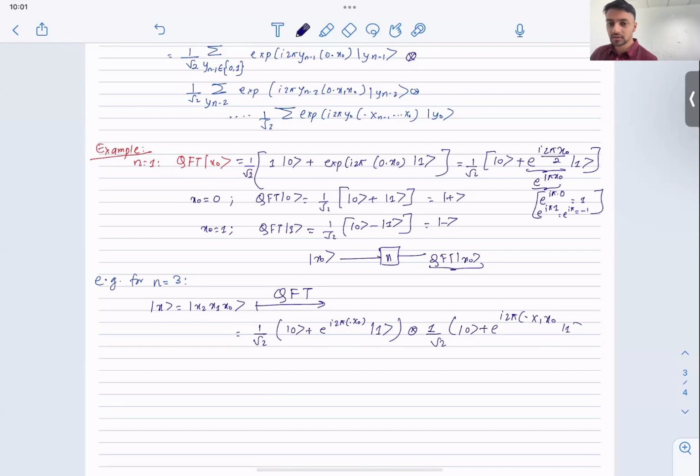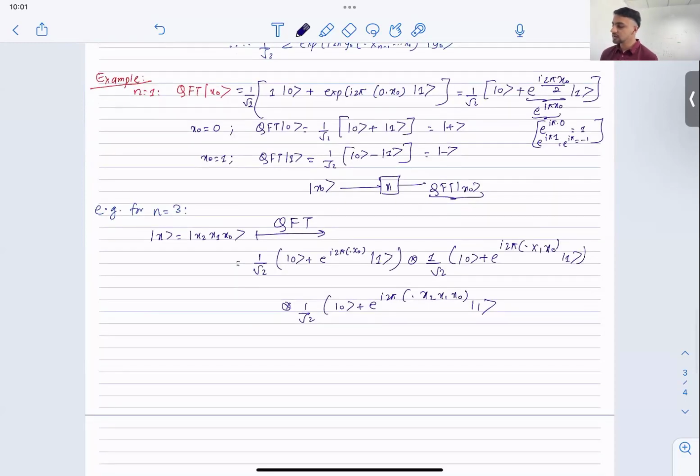x0, 1. Tensor 1 over square root of 2, 0 plus e to the i 2 pi dot x2, x1, x0, 1. Okay, so this would be the 3-qubit case.